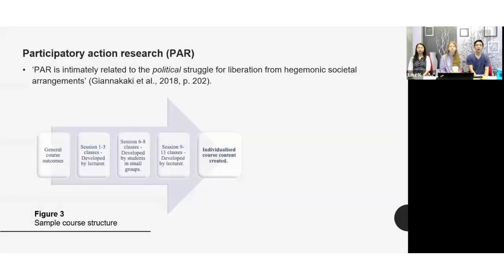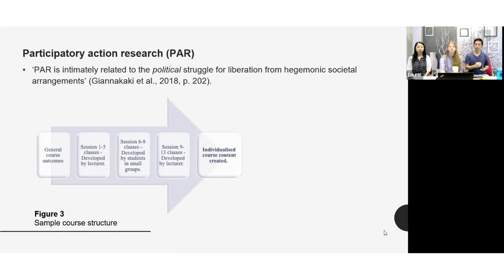So we'll talk about the methodology that we used for the project. We actually used participatory action research, so-called PAR. Since PAR's purpose is to liberate people from their political struggle, it is an appropriate means to apply the model to a higher education context. Using PAR can help move higher education institutions towards being more socially just through students and educators working together to create individual course content that accurately reflects the students' lived experience.